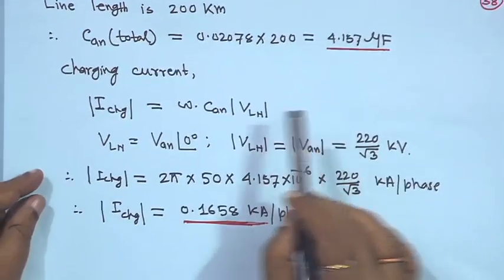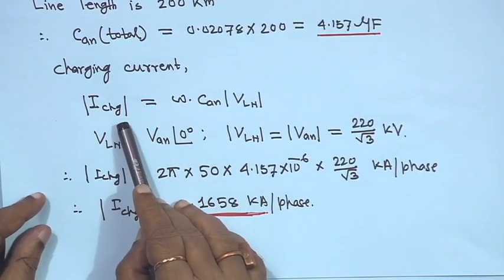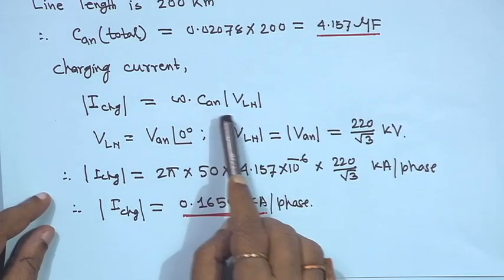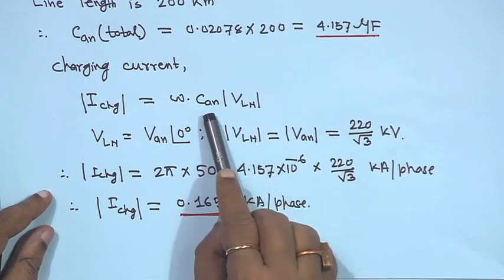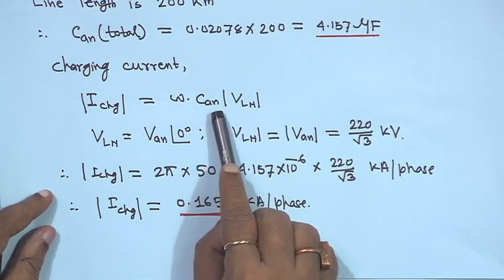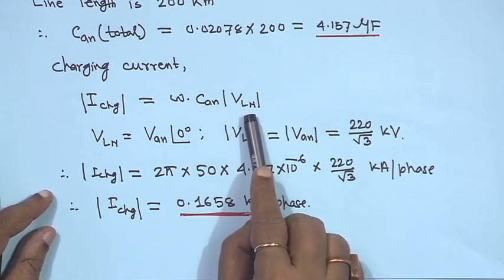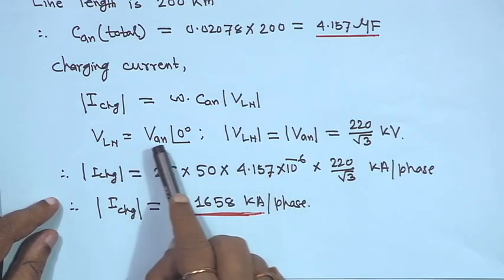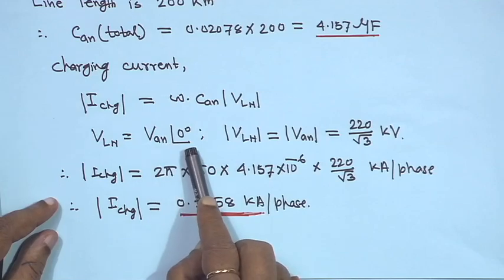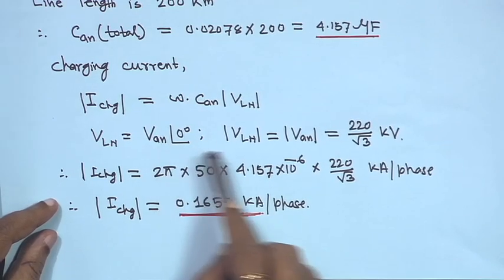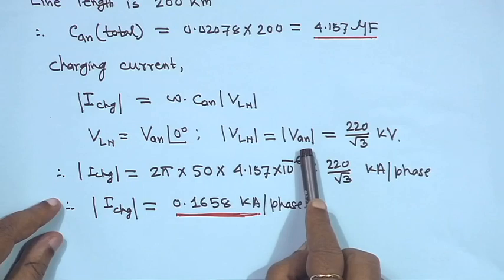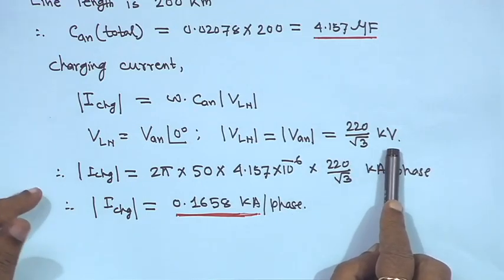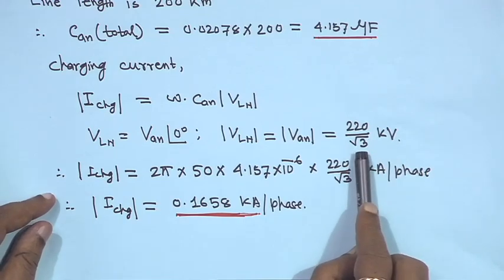Now, the magnitude of the charging current, I am putting mod I charge, CHG means charging current, is equal to omega into CAN into V. The capacitor is phase to neutral, so the voltage should be taken as line to neutral magnitude, right. So, line to neutral voltage is in general Vn angle 0 degree, if Vn is the reference. The mod of VLN is equal to mod of Vn is equal to 220 upon root 3 kV, because it is a 220 kilovolt line. So, it is line to neutral voltage.